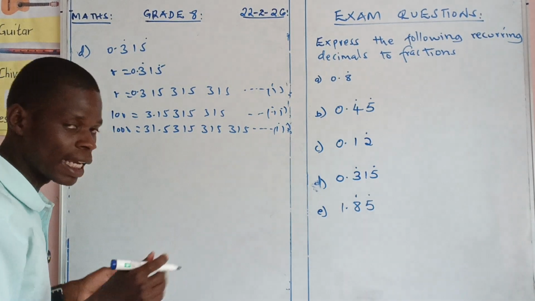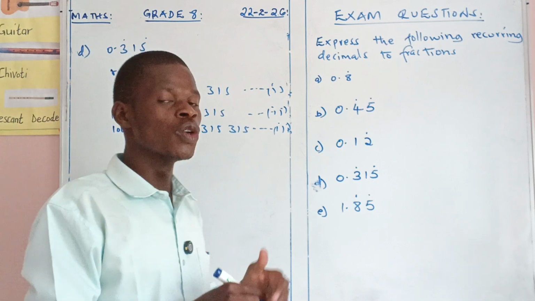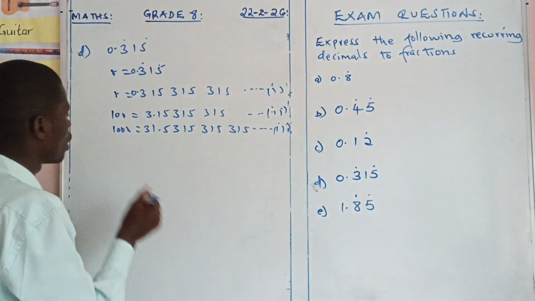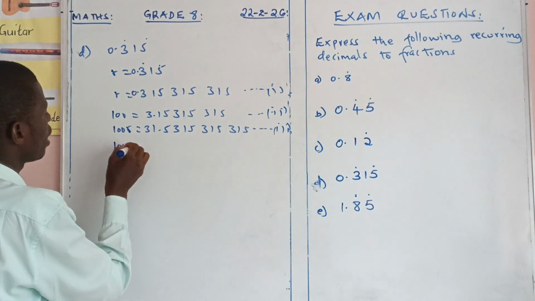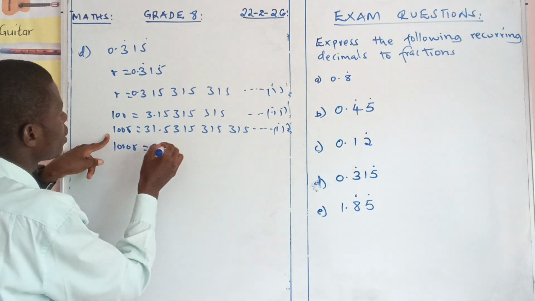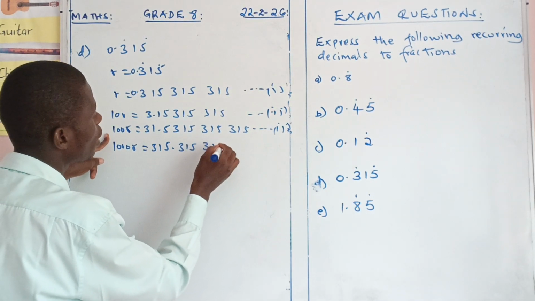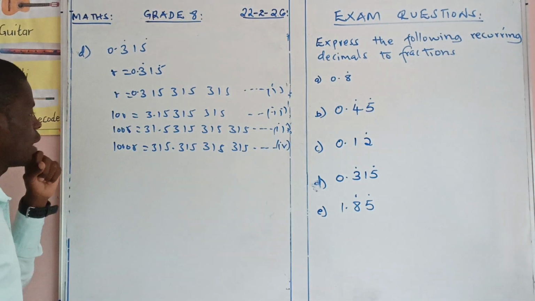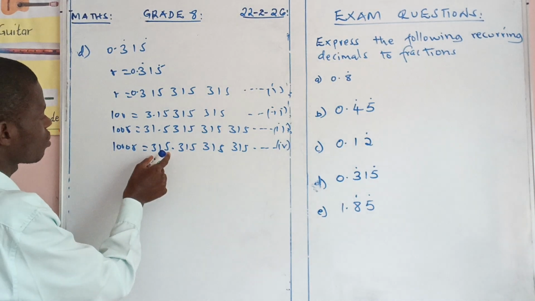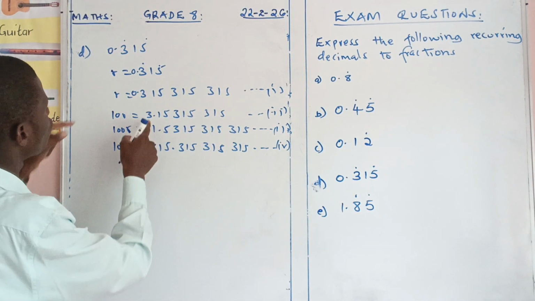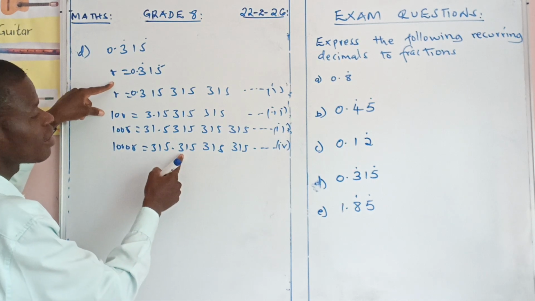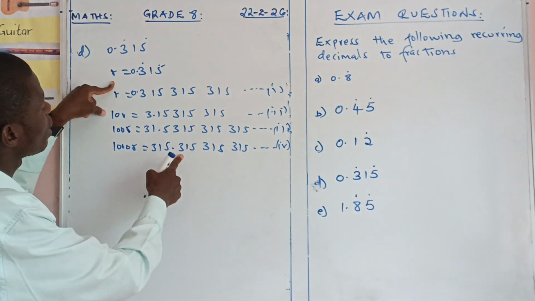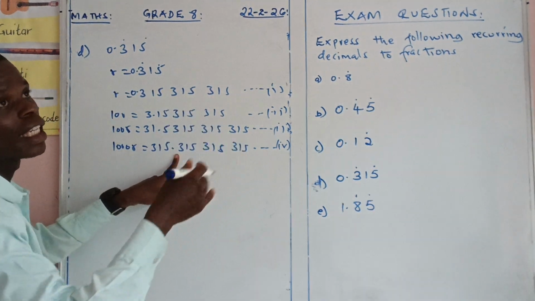We will continue until you find 2 equations that, if you subtract, give us 0 on the right hand side. So here we are going to move to 1000R, multiplying by 10 again, which is equal to 315.315315. This will give us equation 4. So you see the first equation and the fourth equation are giving us 0 on the right hand side if we subtract.